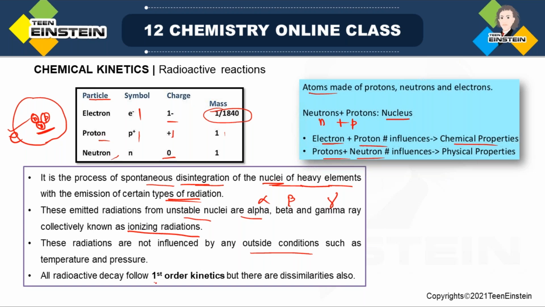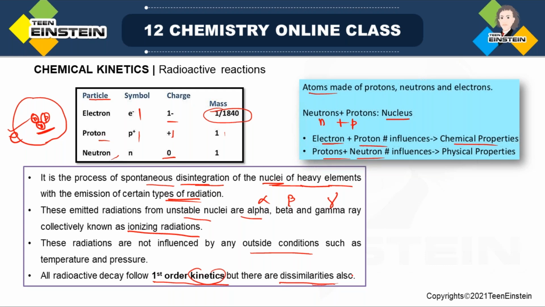All radioactive reactions follow first order kinetics, and that is the reason we are discussing these radioactive reactions under the chemical kinetics chapter. Otherwise this is a completely different chapter, that is nuclear reactions or radioactive reactions. But as the mechanism, that is the rate expression that you will see, it is just like a first order reaction, so that is the reason we are discussing it. But remember, there are some dissimilarities also present. It is not that all the criteria for radioactive reactions and first order kinetics are the same. It is only the kinetics that are the same, but there are some other dissimilarities.